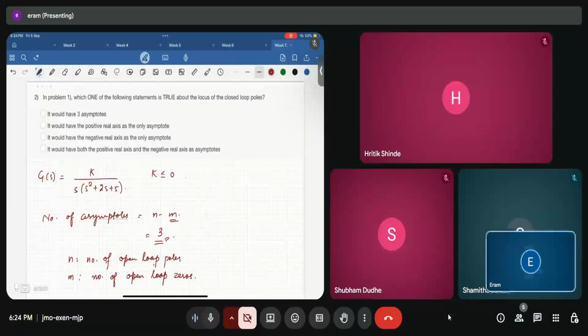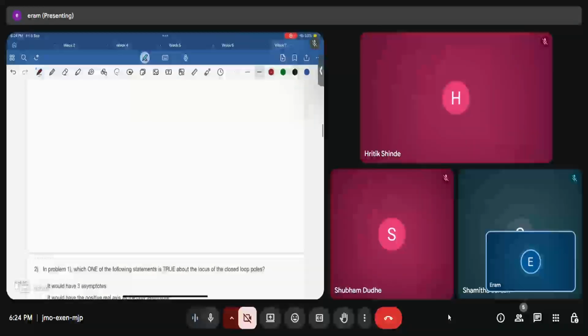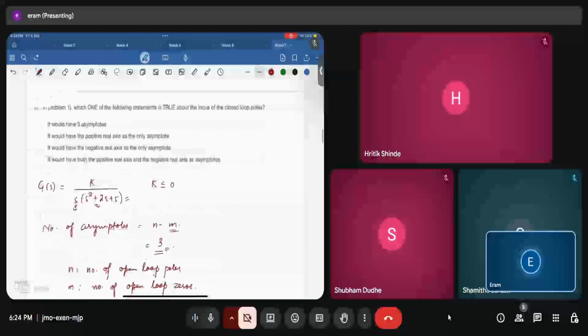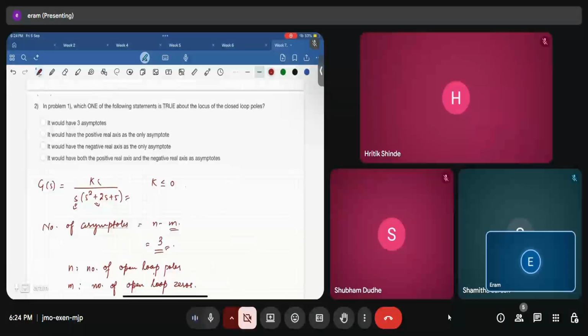From here we can identify, this is the open loop transfer function G of s, and here we have three poles, because one pole is s equals 0, and the other two poles are minus 1 plus 2j and minus 1 minus 2j, which we already calculated in the previous question. So in total we have 3 open loop poles. And we have no zeros because there is nothing in the numerator. So there are no zeros in this transfer function.